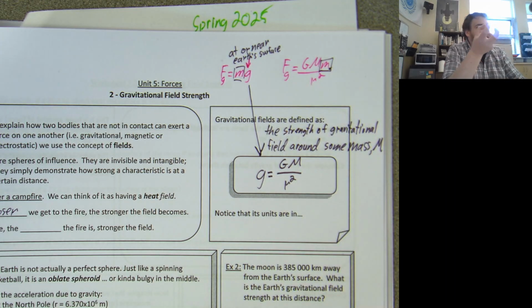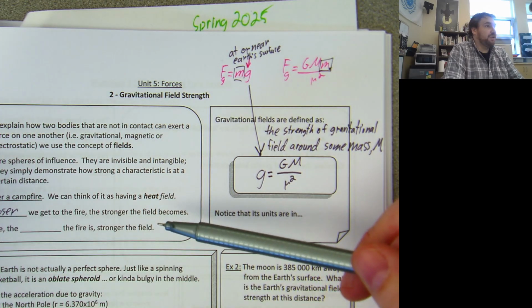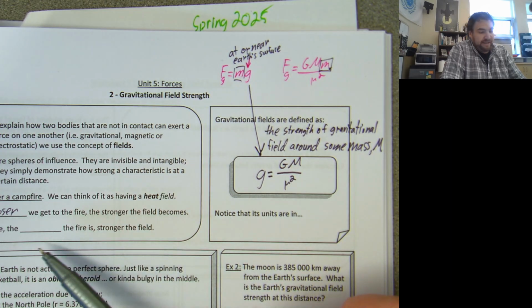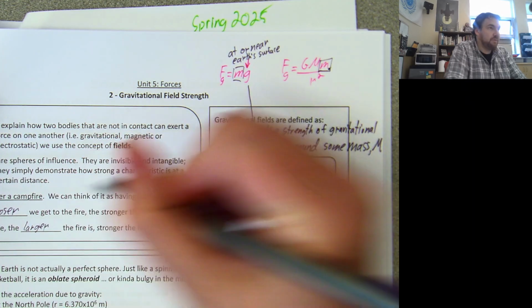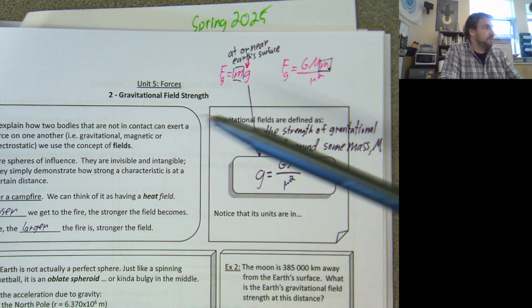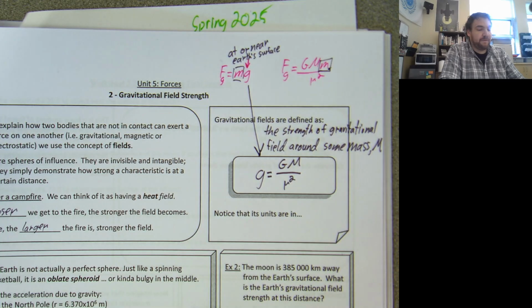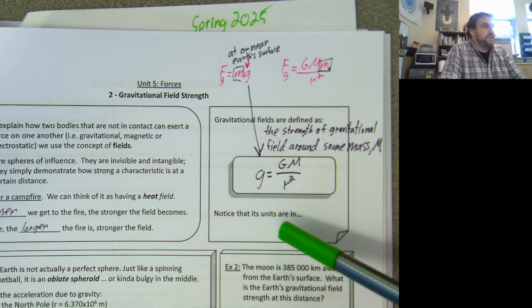Even though there's nothing actually there, it's not like there are particles of gravity pulling you in. The closer you get to the source of the gravity, the stronger it's going to affect you. And likewise, the larger the fire, the stronger the field. It's the same way with gravity. The larger the object, the stronger the field. So now we've got a definition for gravitational field.